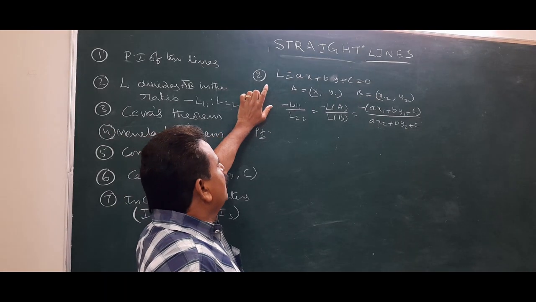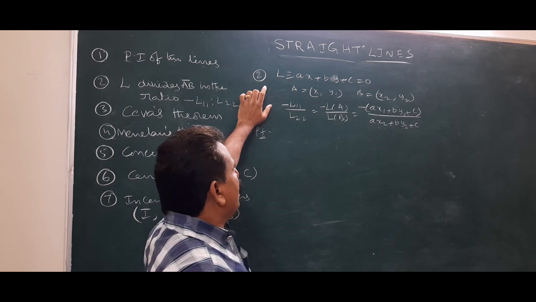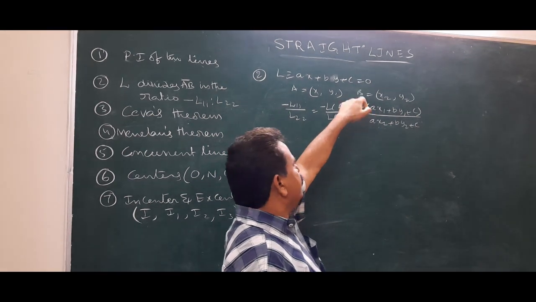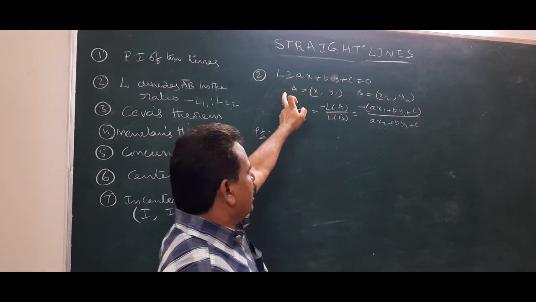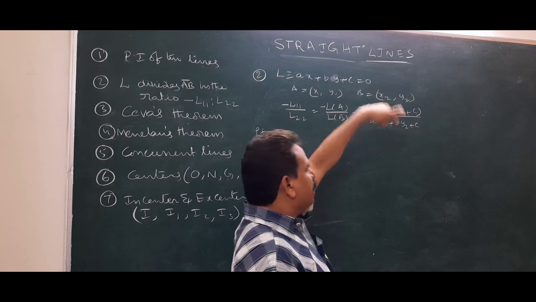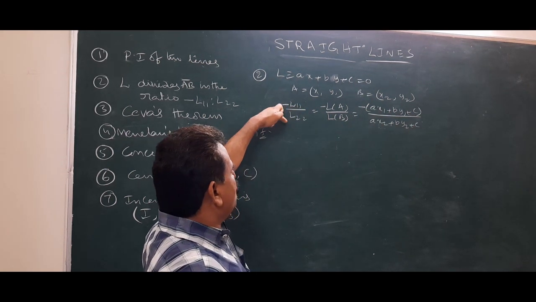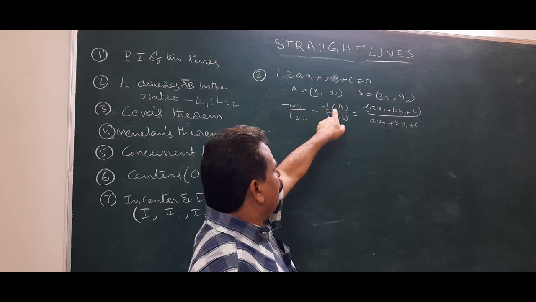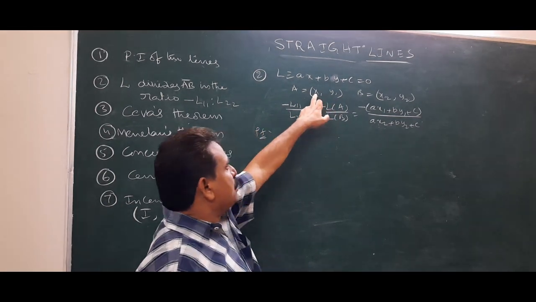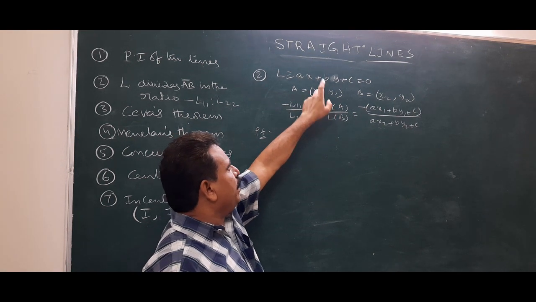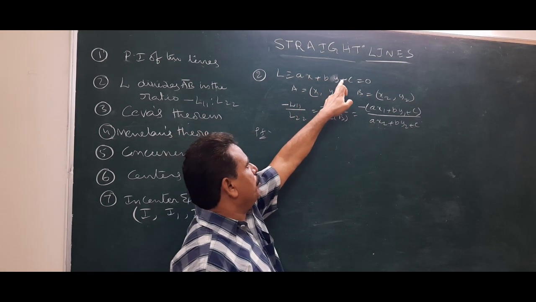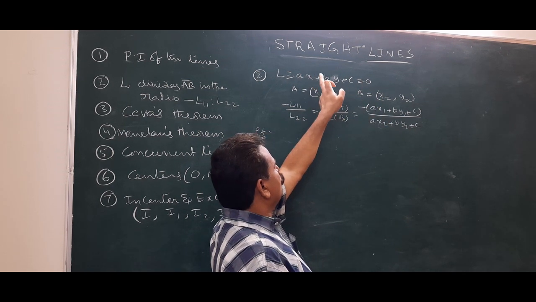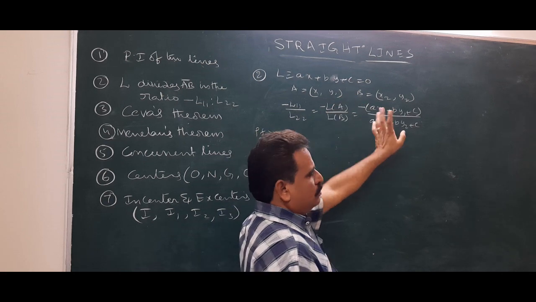Discuss the second point. The line L equal to ax plus by plus c equal to 0 divides the join of the points A(x1, y1) and B(x2, y2) in the ratio minus L11 is to L22. That is same as minus L of A by L of B. L of A means A(x1, y1): you have to substitute this point in ax1 plus by1 plus c. L of B, substitute B in this line: ax2 plus by2 plus c, like this.